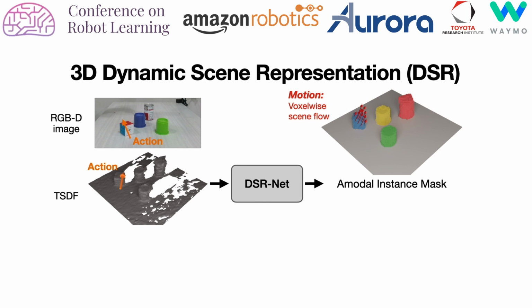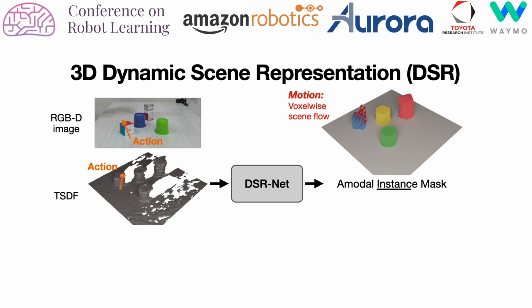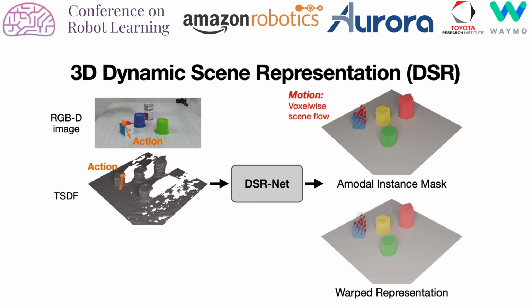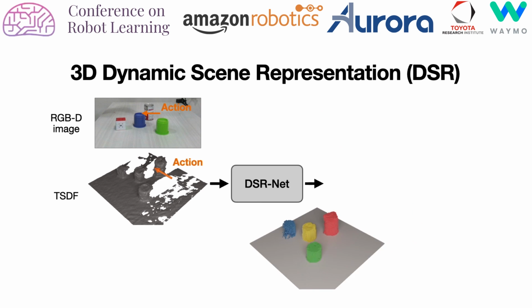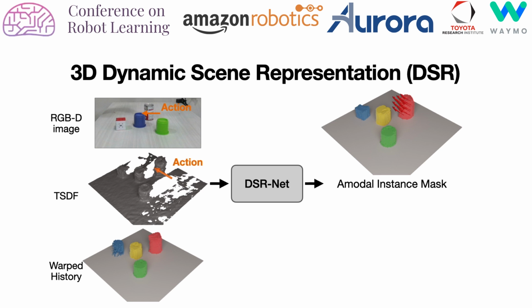To enable this prediction, the network also infers a 3D amodal object instance mask, where the 3D volumetric mask encodes the object's complete 3D geometry. The network then warps the scene representation with the predicted scene flow to produce spatially aligned features for aggregation. In the next interaction step, the warped representation is combined with the new action and scene observation for predicting the next object motion.